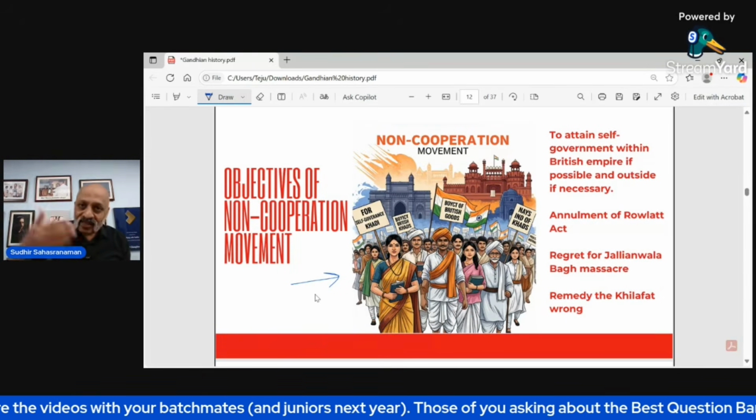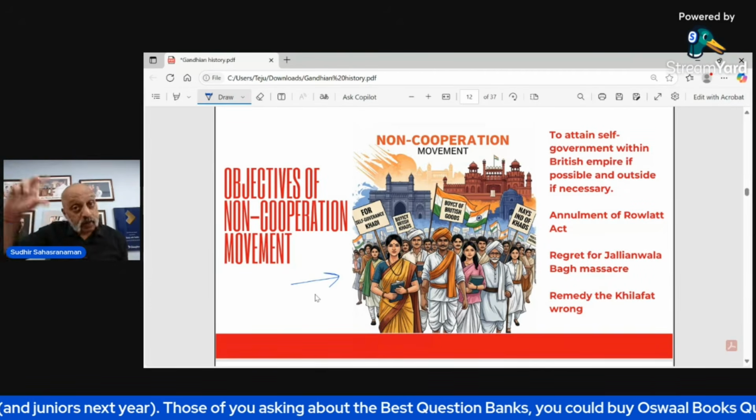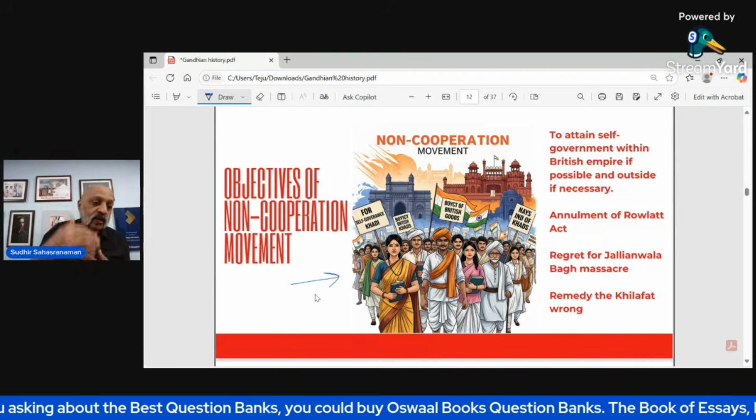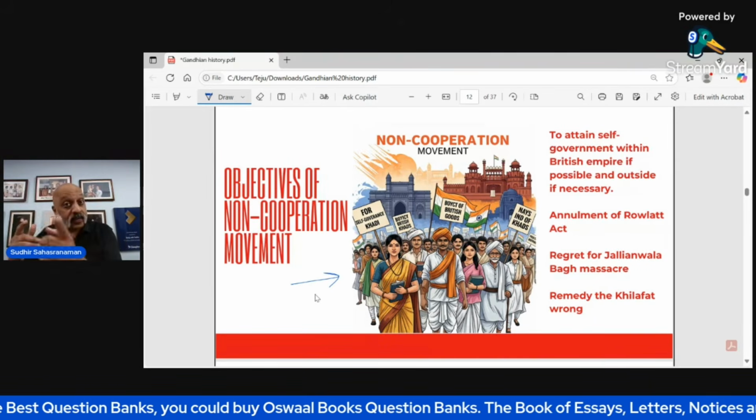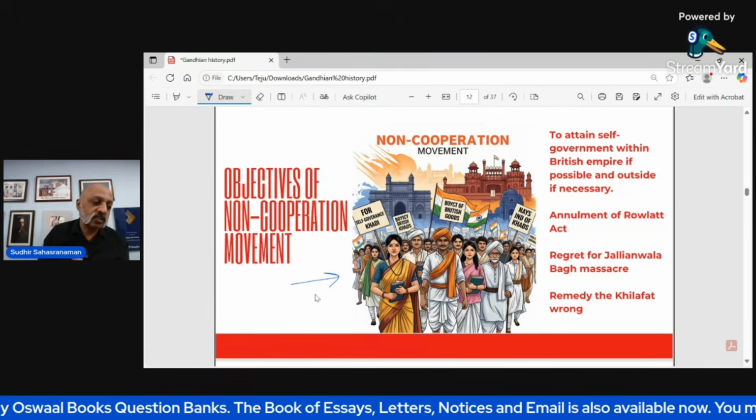And there were many lawyers like Motilal Nehru, the father of Jawaharlal Nehru, and Dr. Rajendra Prasad, the first president of India. They gave up legal practice and joined the freedom struggle. Rajendra Prasad again is in the chapter called Indigo. He was also part of the Champaran struggle.